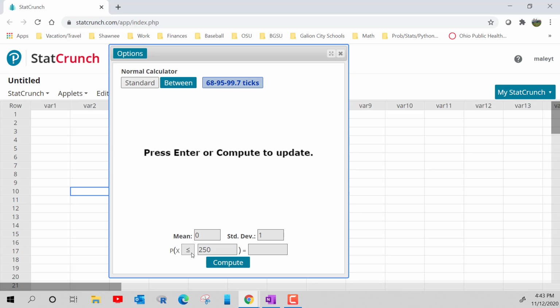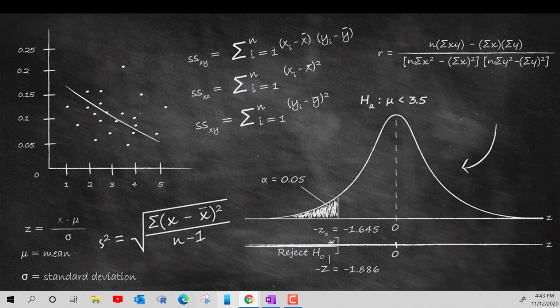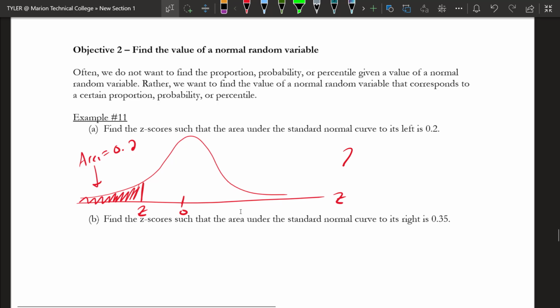And then I'm going to keep this as less than because we're finding area to the left. Here I'm going to delete this 250 and leave this box empty. Instead, in the equal spot, I'm going to put in the area I want, which is 0.2. If I hit compute, it's going to fill in the value in this box, which is what I want. So that is the z-score. If I round this to 2 decimal spots, we get that z is equal to negative 0.84. So it's pretty slick how that works.